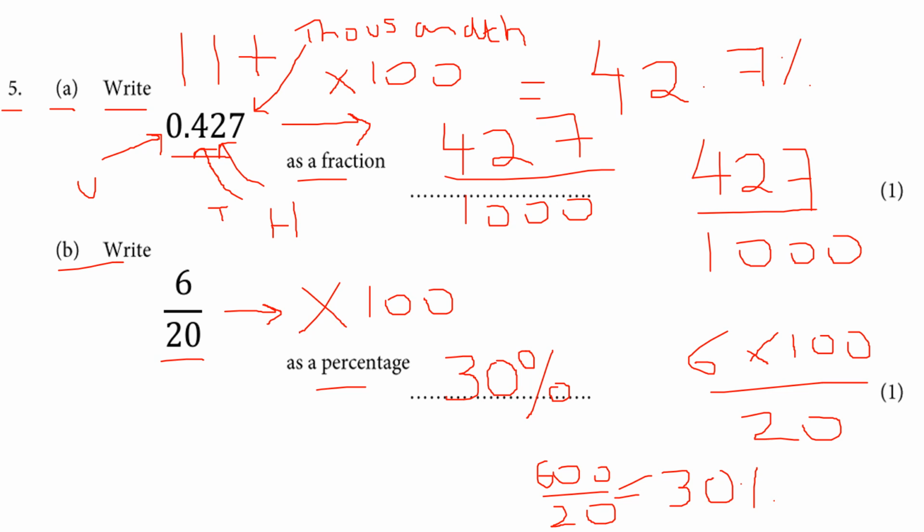Of course, I could have actually simplified this first. So here, dividing top and bottom by 2, I get 3/10ths. 3/10ths as a percentage, times it by 100, will give you 30%. It's the same as saying 30 hundredths, which is equal to 30%.